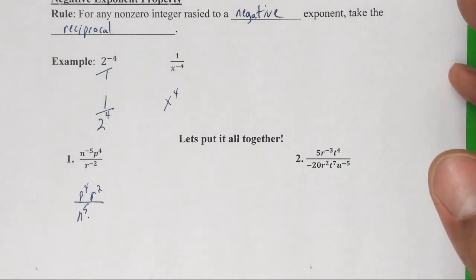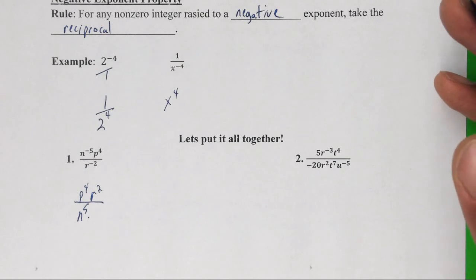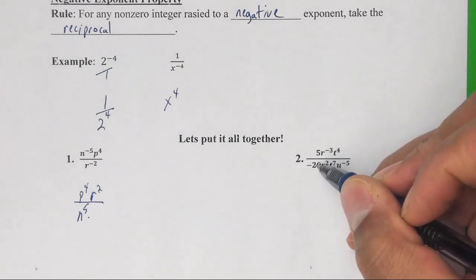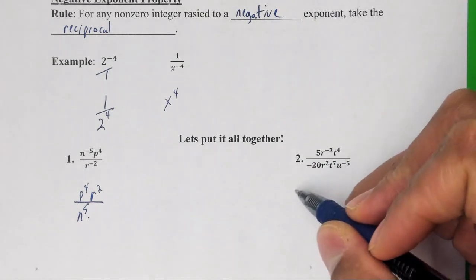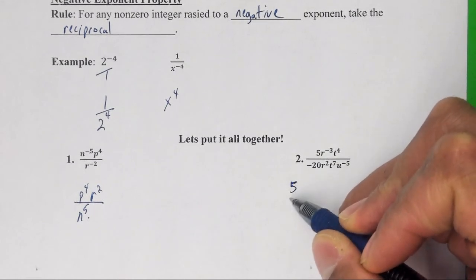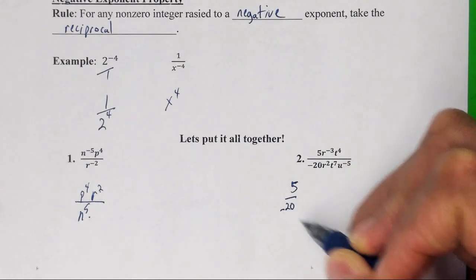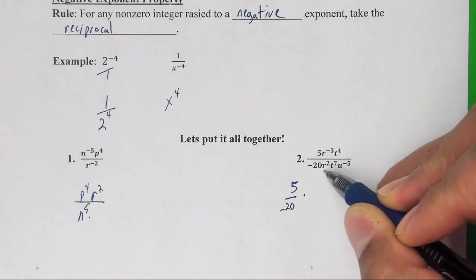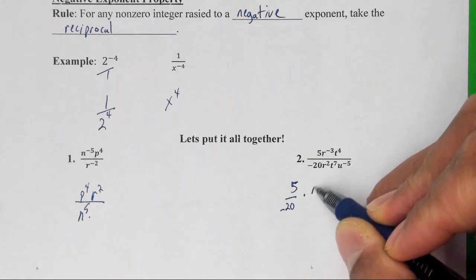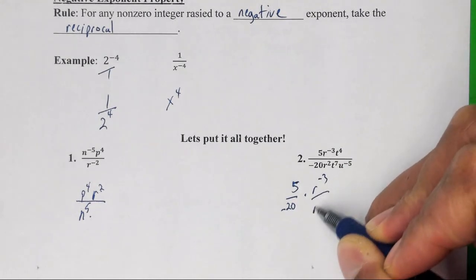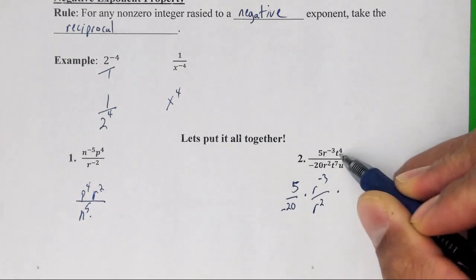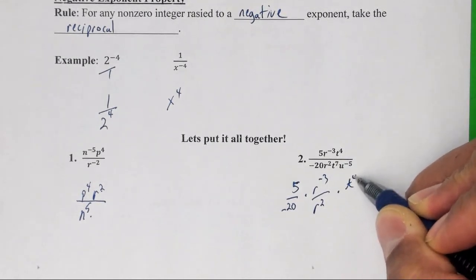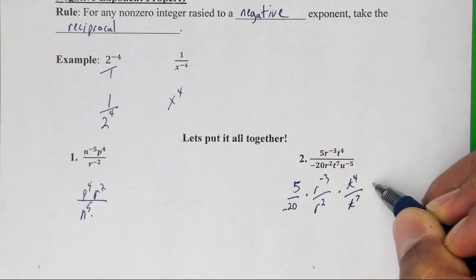Lots of stuff, and so in order to simplify this one, I'm going to split it up in terms of bases. The first one, we'll have 5 over negative 20. Those are my coefficients. Those can usually stick together. So 5 over negative 20. Then that'll be times r to the negative third over r squared. And same thing with the t's, t to the fourth over t to the seventh.